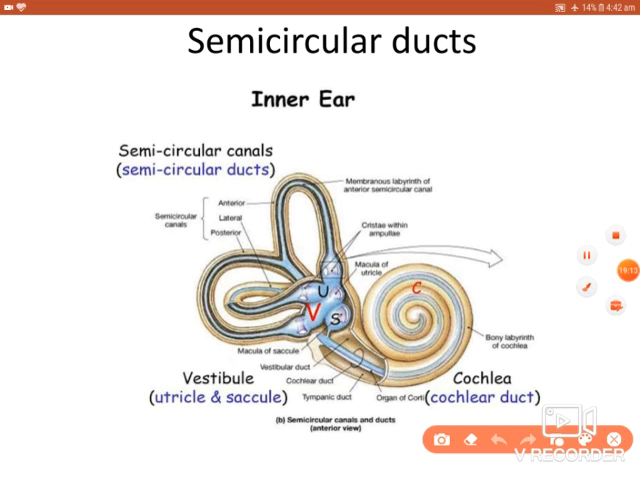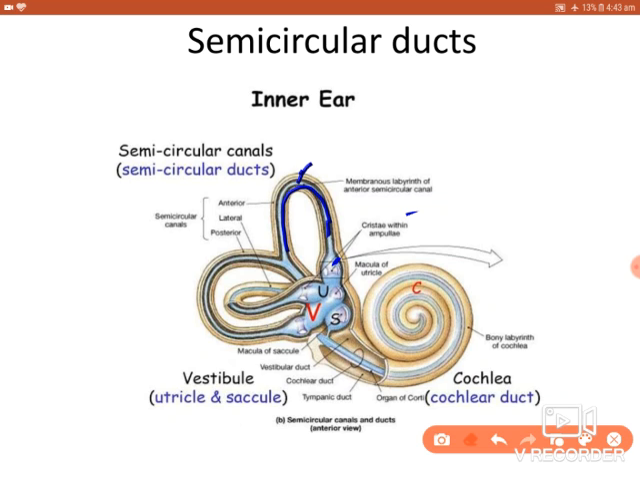Then here you can see the semicircular canals, the semicircular ducts, and the ampulla of the semicircular canals. These are the ampullary ends of the semicircular ducts, the dilated parts of the ducts. There you can see the crista ampullaris, which is directed into the interior of the ducts. The crista ampullaris maintains kinetic equilibrium and responds to angular acceleration. That means it maintains balance during head rotation.